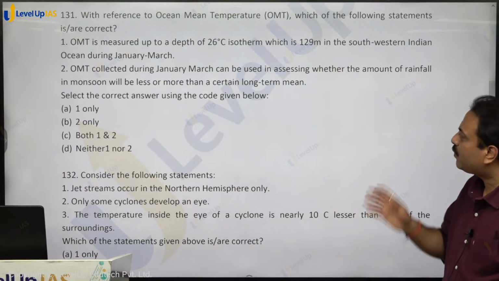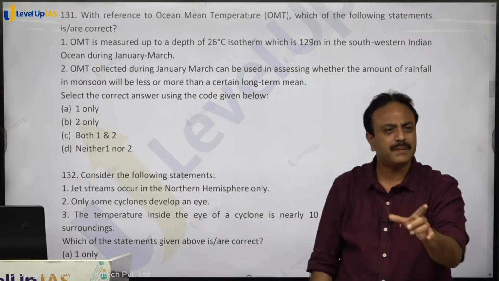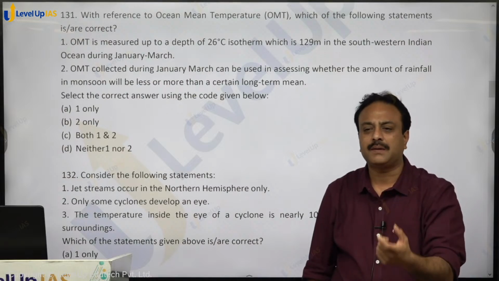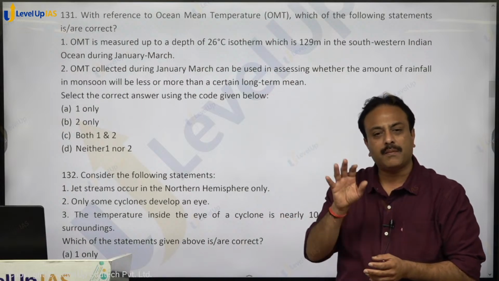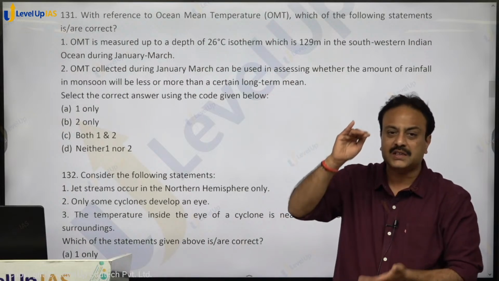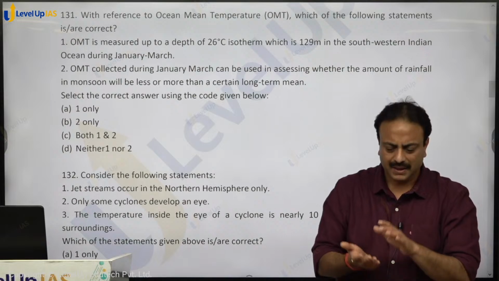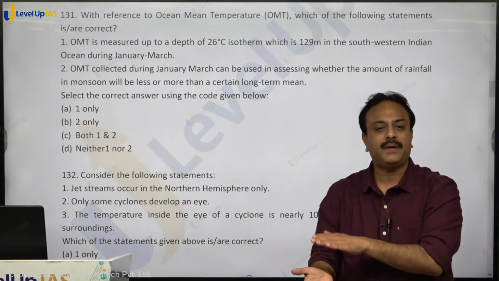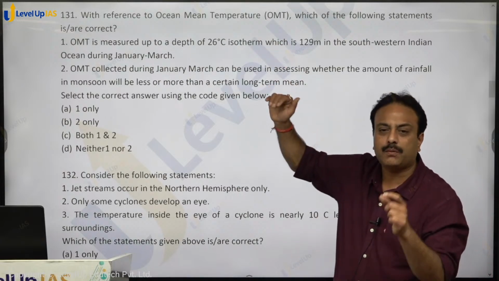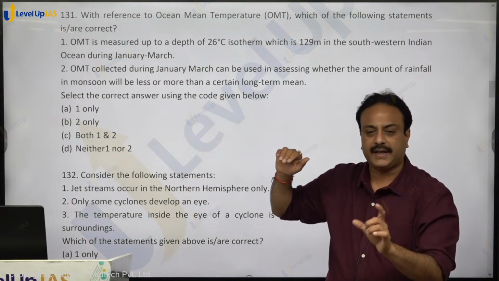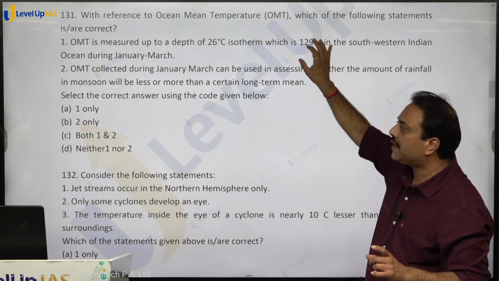OMT is measured up to a depth of 26 degrees Celsius isotherm. First of all, understand what is meant by ocean mean temperature. The term mean in mathematics simply means it is almost an average, right? When we are talking about ocean mean temperature, we are talking about the mean temperature of the ocean which is measured up till a considerable depth. That ideal depth is 50 to 80 meters. So when we talk about depth, it should be in the range of 50 to 80, but here it is written as 129 meter. This is the only point, 129 meter, which is making the statement wrong.